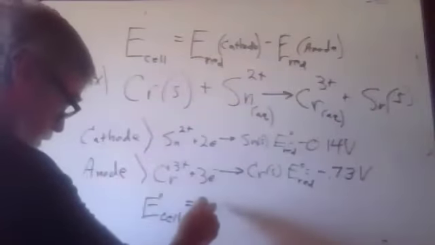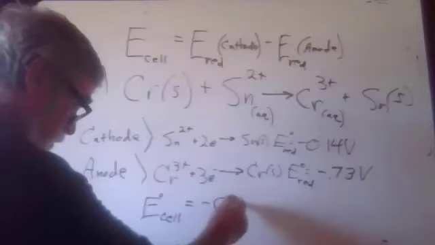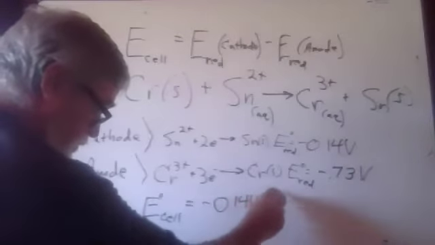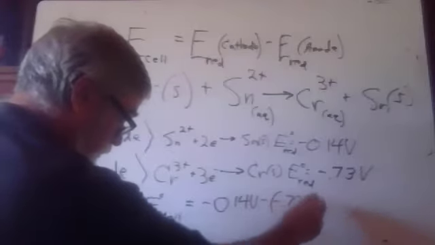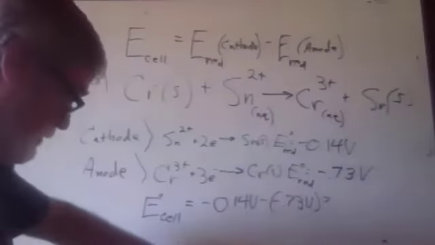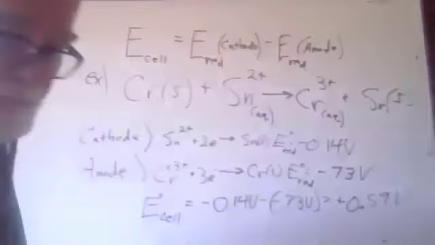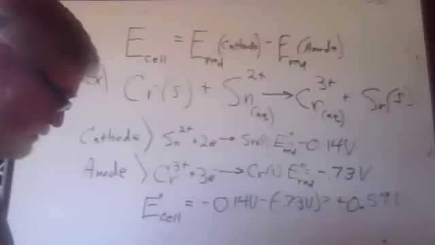So you take the minus 0.14 volts, and you subtract from that a negative 0.73 volts. A positive 0.59 volts.